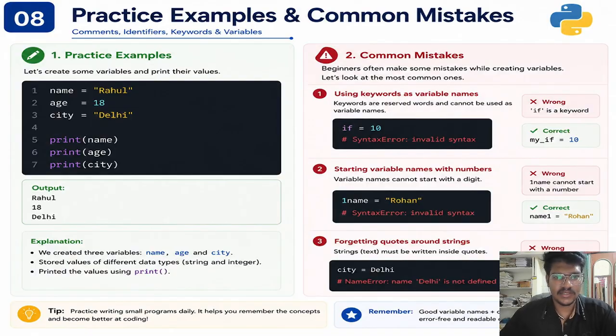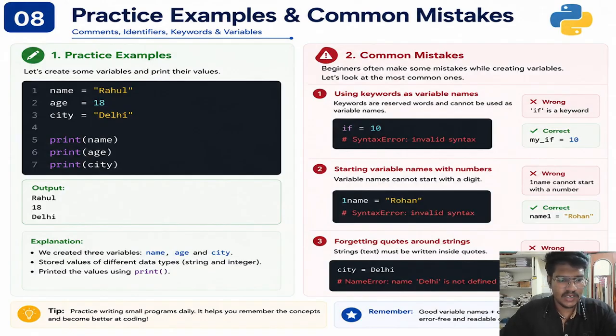As I told you at the start of the video, we will discuss some examples and common mistakes, and we'll do some questions also. So here is one practice program, let us try a small program. We'll create some variables and print a value. We'll write name is equal to Rahul, age 18, city Delhi, and we'll write print age, city, and name. So it will print here. Okay.